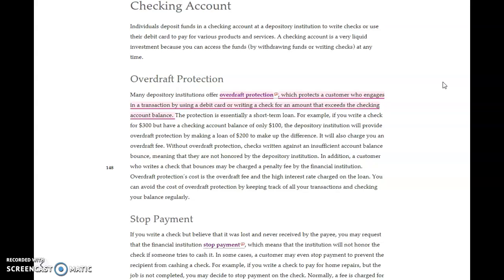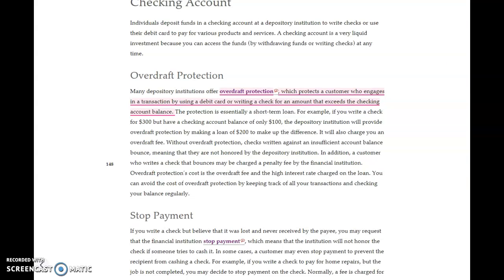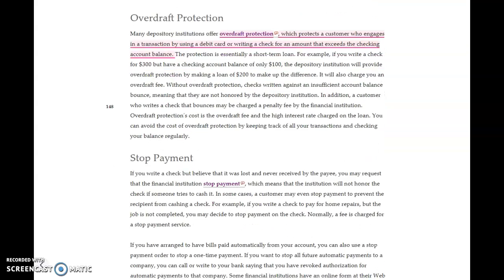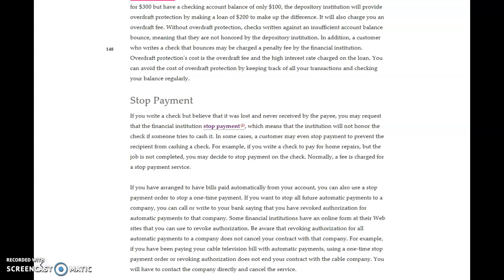So what happens is it doesn't overdraw your account and it doesn't return that check, so the person you're writing it to doesn't know you don't have the funds in there. It automatically throws that money into your account and it covers it. But keep in mind, you would want to pay this back immediately, what you used to cover that check, because you're going to be charged interest. Sometimes people don't know that. Again, you might want to know that.